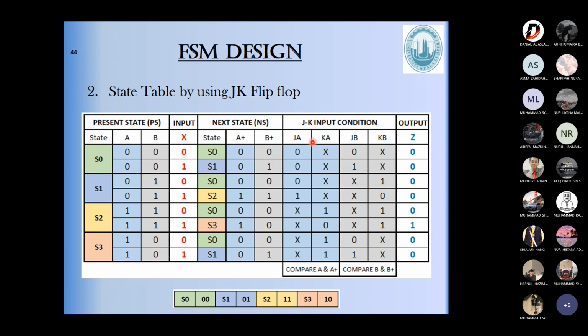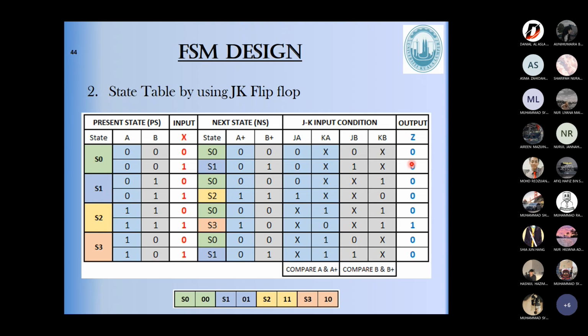Okay, and then what else? Compare A and A plus to get JAK. So I colored these two blue to get these two columns. A bar, compare, get 0 don't care, same as the counter. And then this purple colored 00, get 0 don't care and so on. I compare B with B plus and write it below.